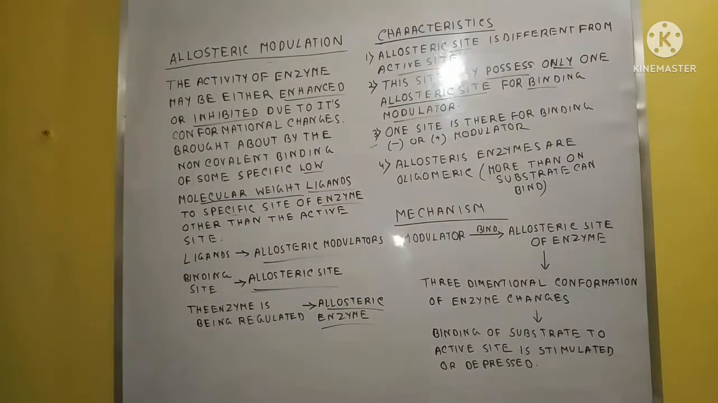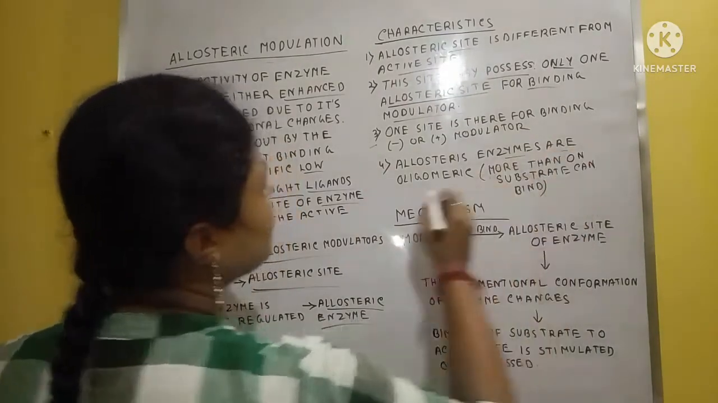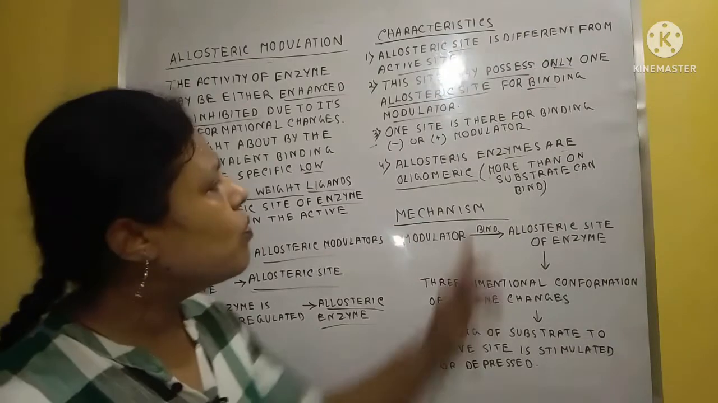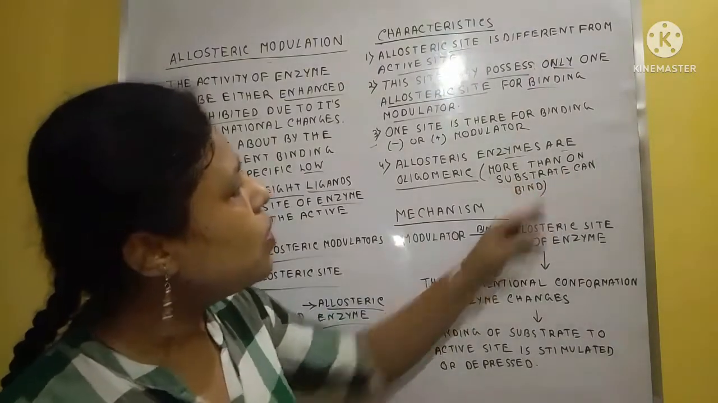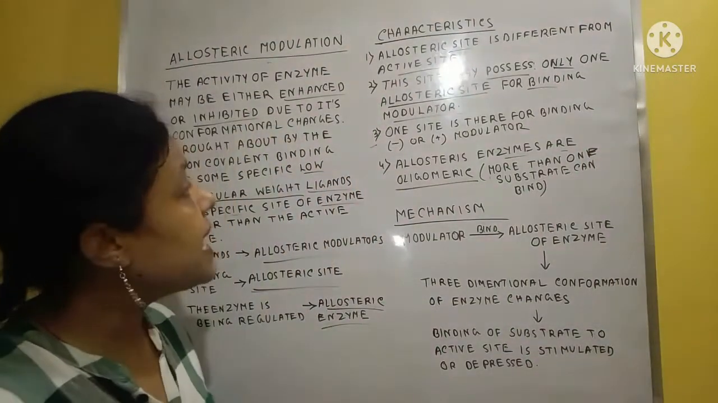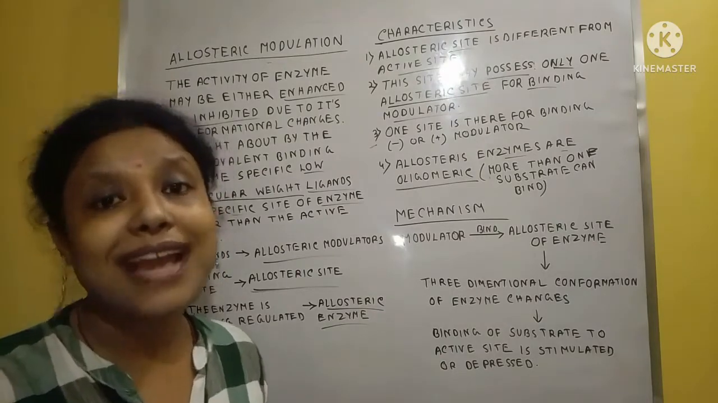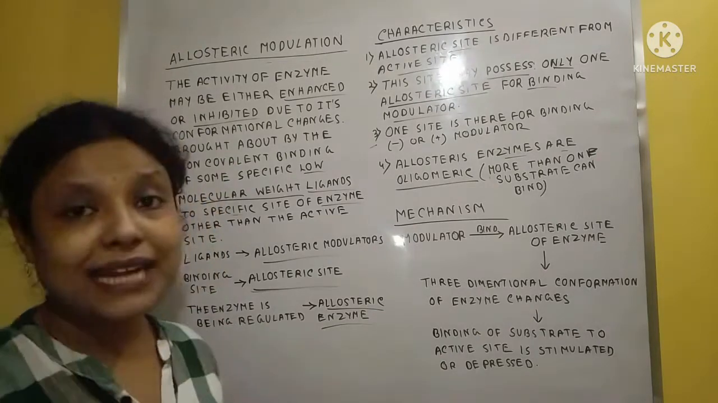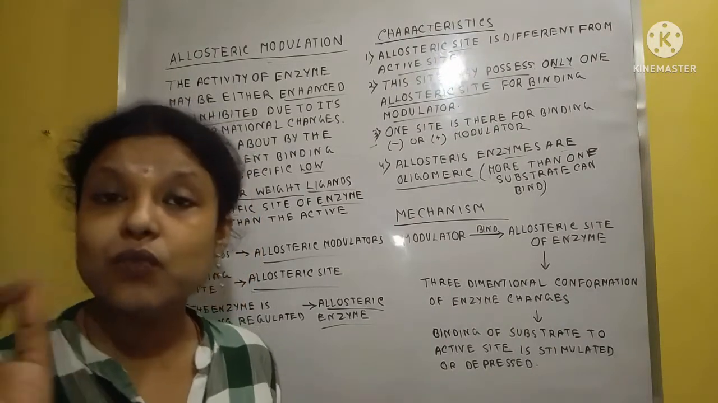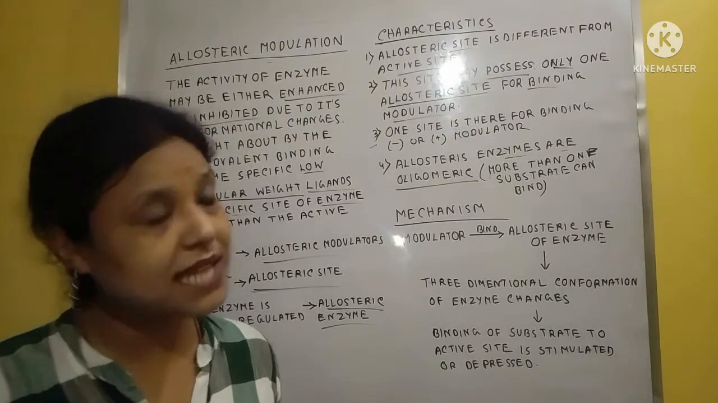The fourth one: allosteric enzymes are oligomeric. Why oligomeric? Because more than one substrate can bind. That means they have only one allosteric site, but more active sites, for binding different types of substrate. Not only one substrate, more than one substrate can bind with this type of enzyme.